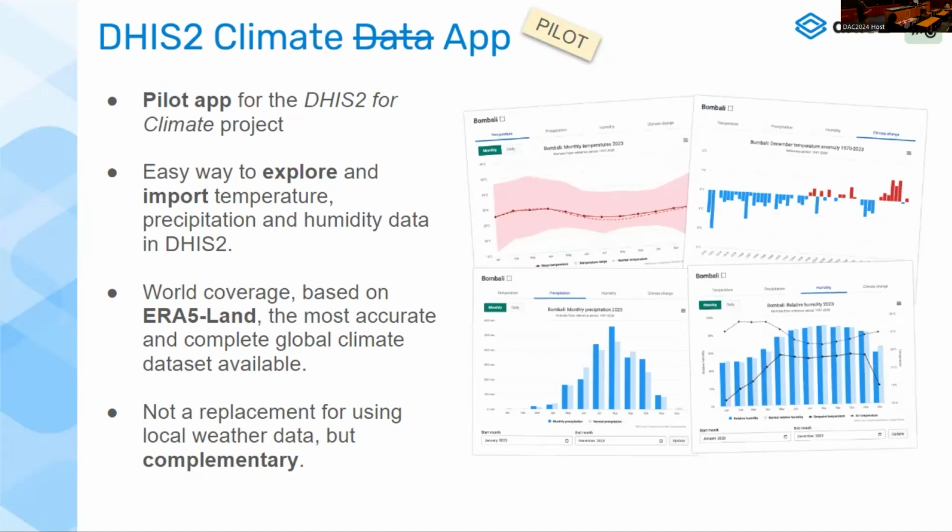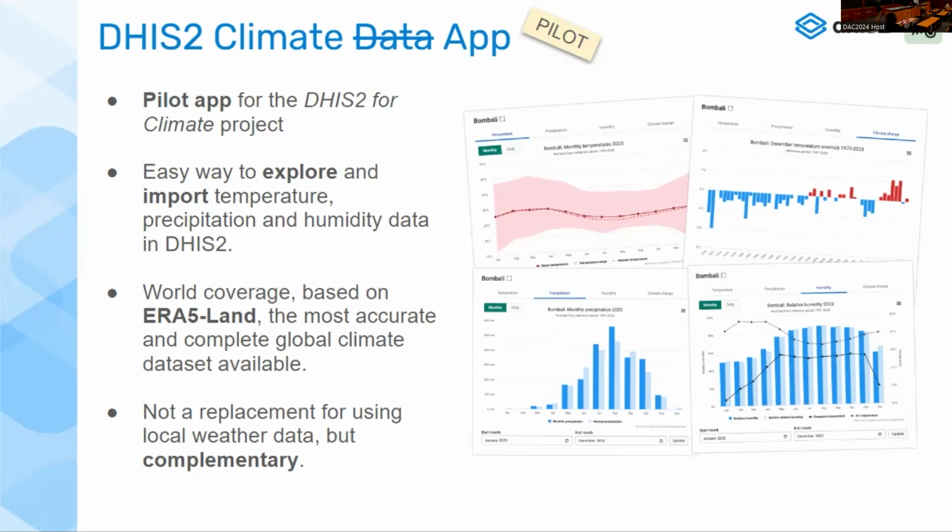It's the easiest way you can explore and import climate data into your DHIS2 system. You just install the app, and you also need to sign up for Google Earth Engine, which I will talk about soon, and then the app just works. That is the only thing you need to do to have climate data for your own org units in DHIS2. It is based on currently the most accurate global climate dataset available, which is called ERA5 Land.